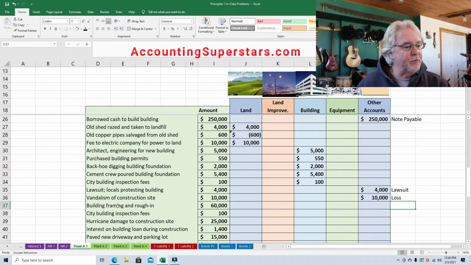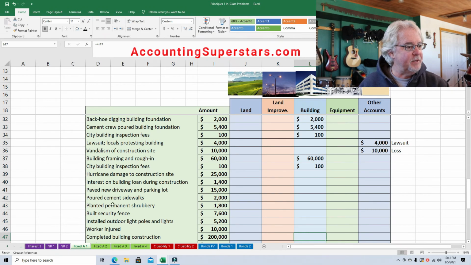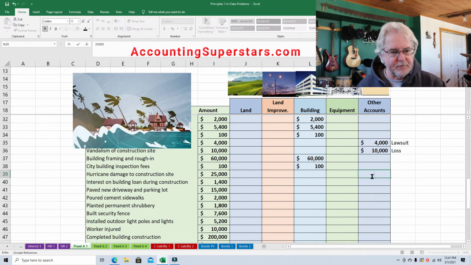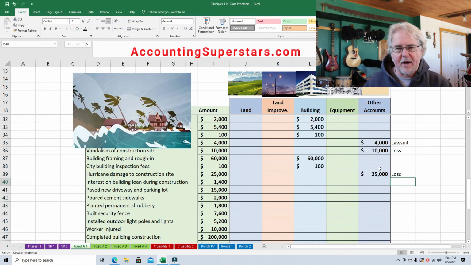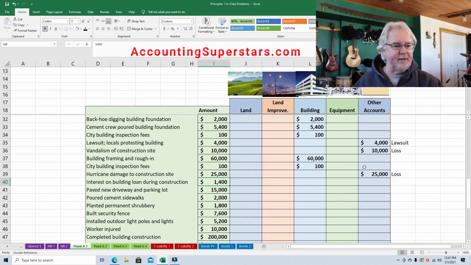Now, building framing and rough-in for the building, here we go. City inspection fees, there's another $100. The building needs to be inspected periodically as it's being built. Hurricane damage to the construction site. Now, we'll put this also as a loss. Where Fred lives, that doesn't happen very often. I mean, Fred sells snowblowers. So we'll put that as a loss. All right. If it was something very common, we'd probably enter it as something else. But since it's not common, we'll put it as a loss.